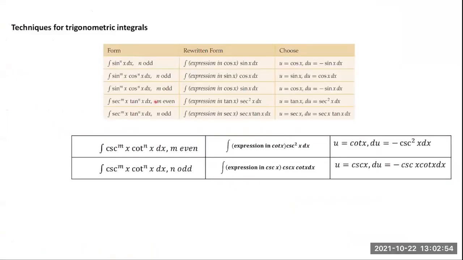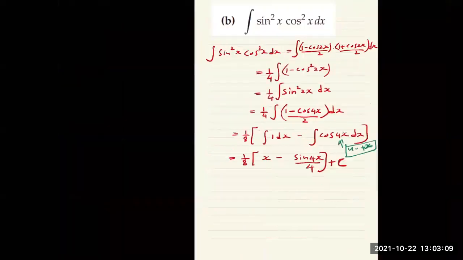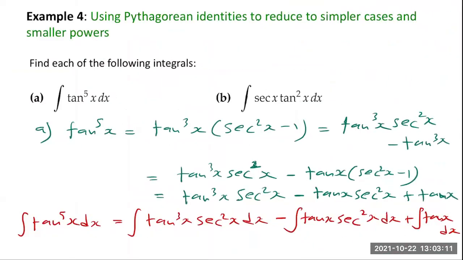So it looks like m is even. This is the correct case because m is the power of secant, which is even. In that case, the substitution is going to be u equals tan x. So the substitution for both integrals is going to be u equals tan x. So let's use that substitution. By the way, here I'm not going to show the details.